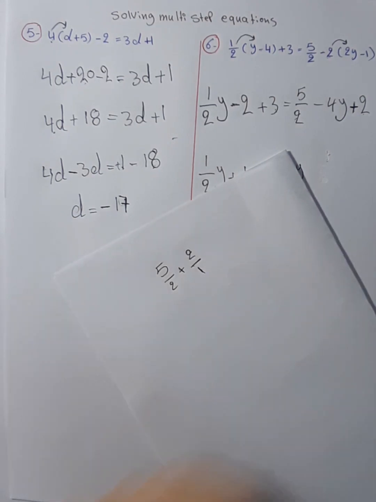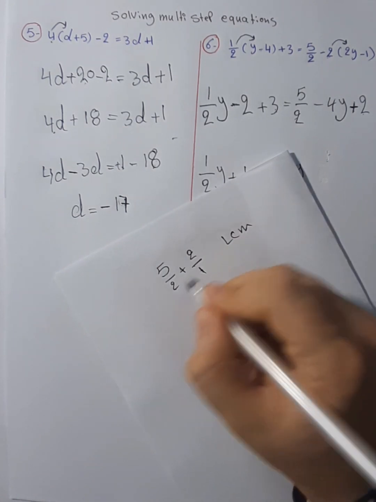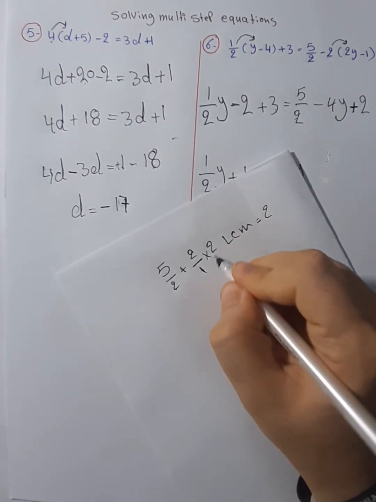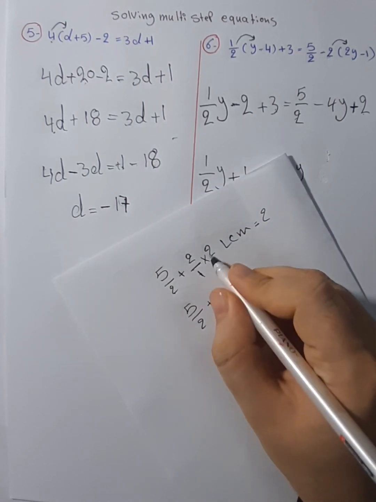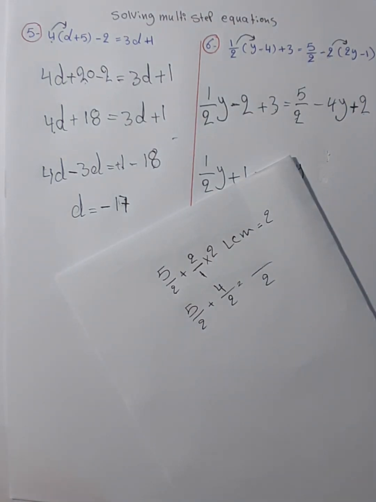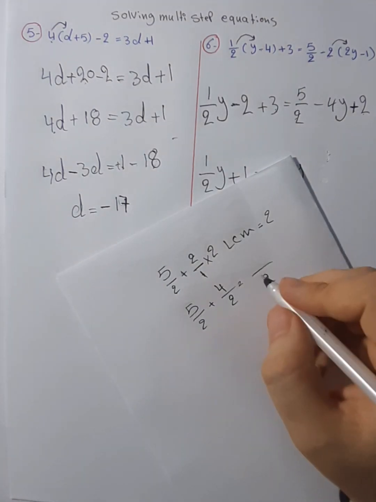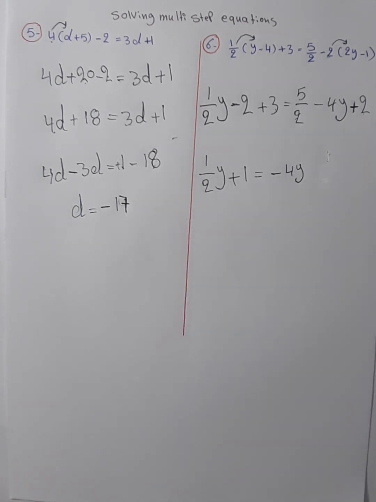First we have to write 1 as a denominator, and then the least common multiple for 1 and 2 is 2. You have to multiply this fraction by 2. 5 out of 2 plus 2 times 2 equal to 4 out of 2. After that we have to write 2 as a denominator, and for the numerator 4 plus 5 equal to 9. So equal to 9 out of 2, and then we have plus. After that we can combine the like terms.